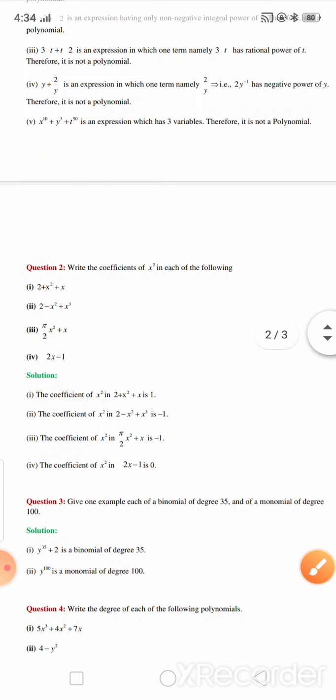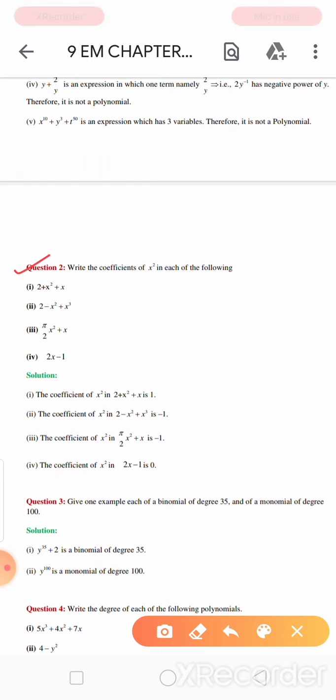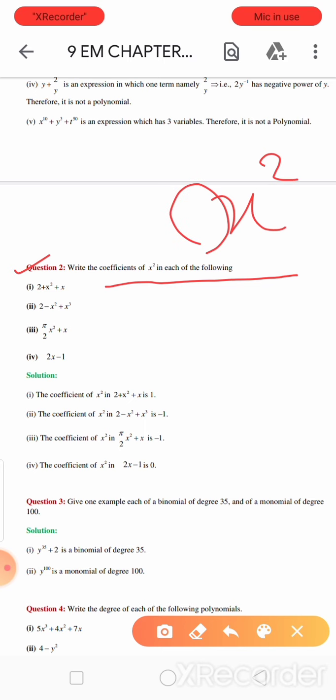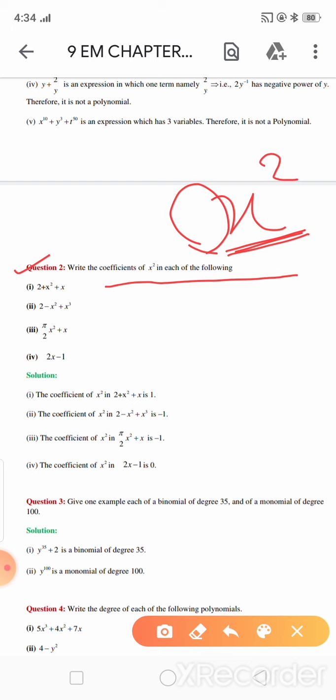Next, question number 2. Our question number 2 is: write the coefficient of x square in each of the following. Writing the coefficient of x square means finding the number multiplied with the variable x square. We have to write the coefficient for all the expressions.